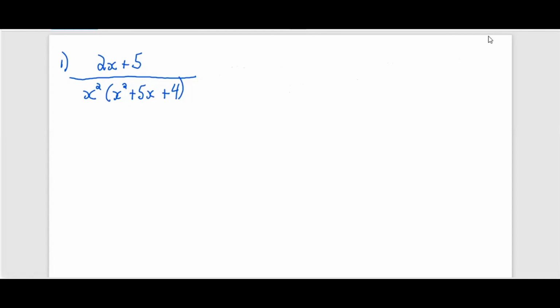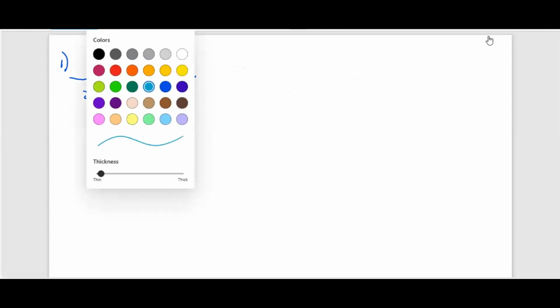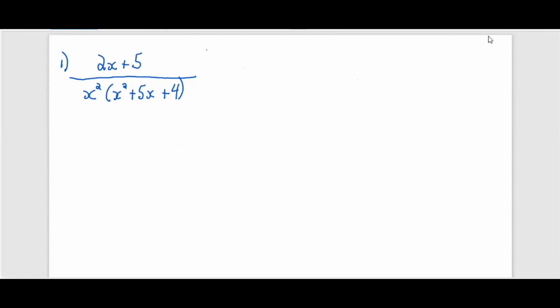Alright guys, so let's try this first one. This builds on what we have learned before, but it's literally the same steps. Alright, so first step, look at the denominator.